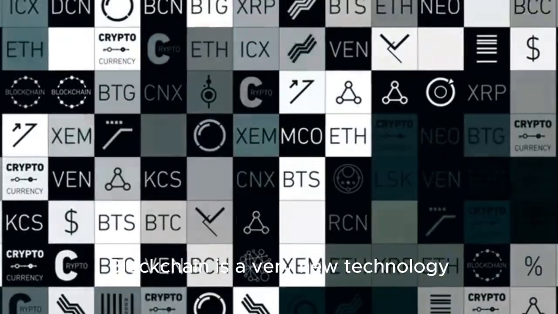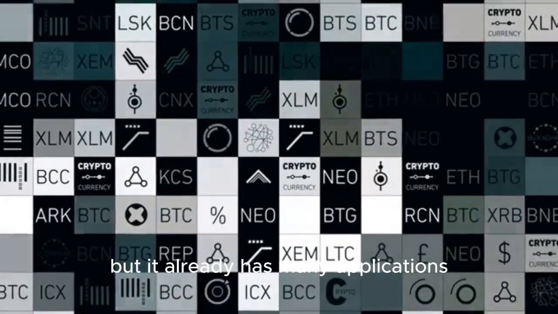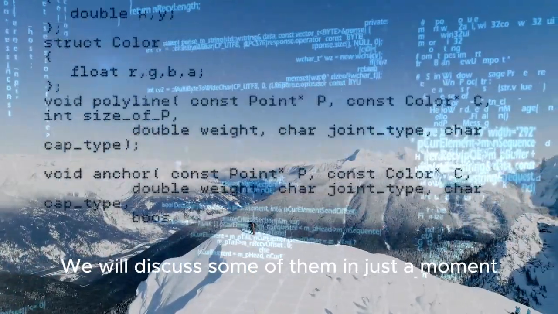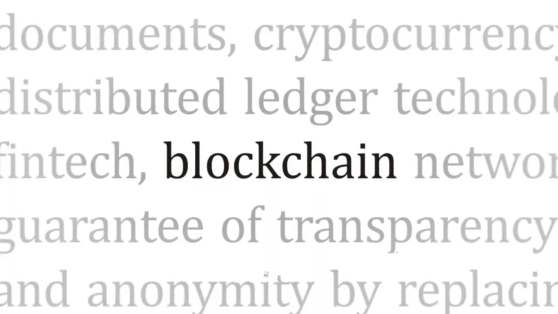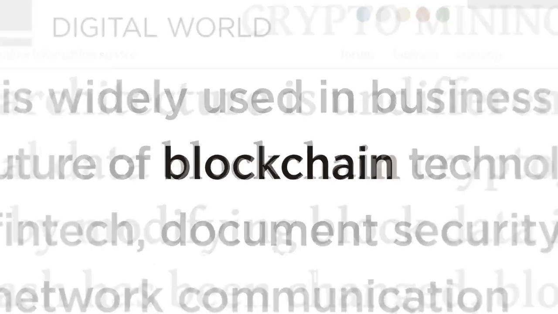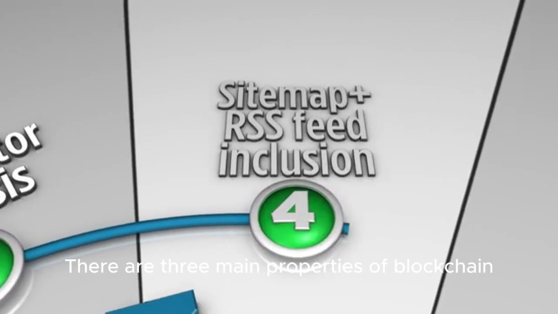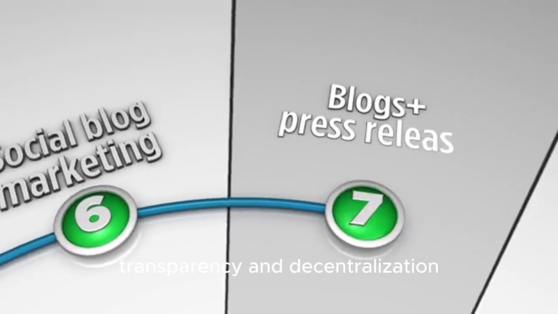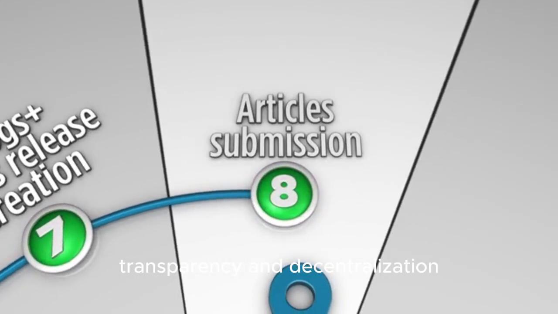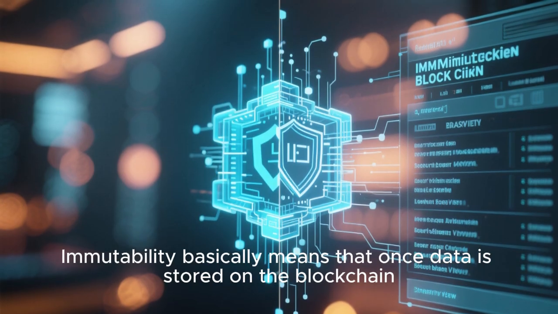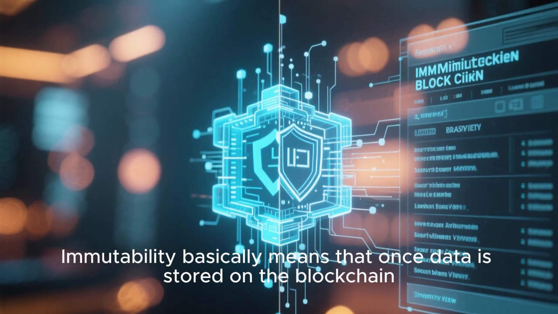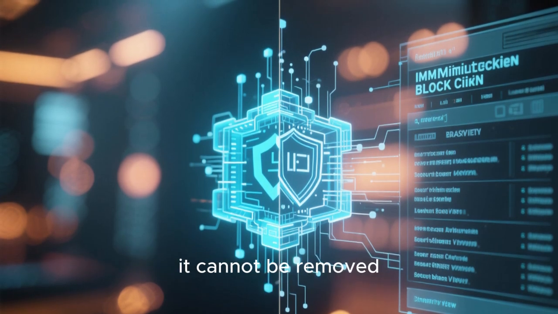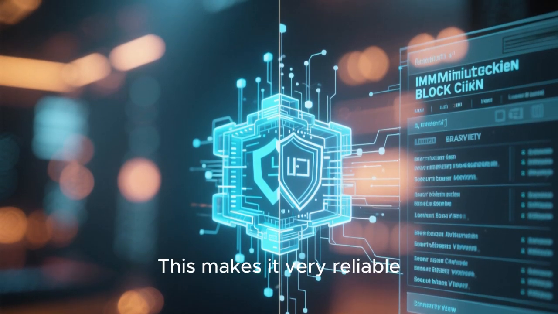Blockchain is a very new technology, but it already has many applications. We will discuss some of them in just a moment. First, let's look at the benefits of using blockchain. There are three main properties of blockchain which make it useful: immutability, transparency, and decentralization. Immutability basically means that once data is stored on the blockchain, it cannot be removed. This makes it very reliable.